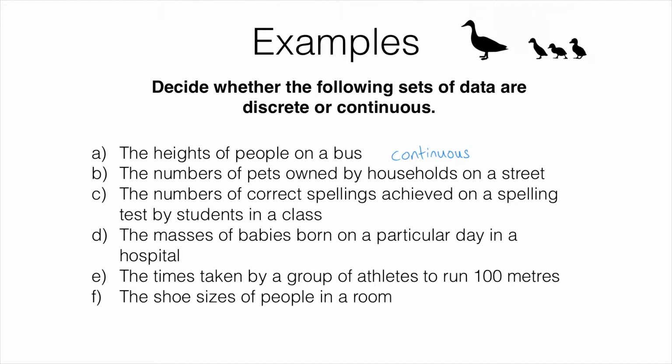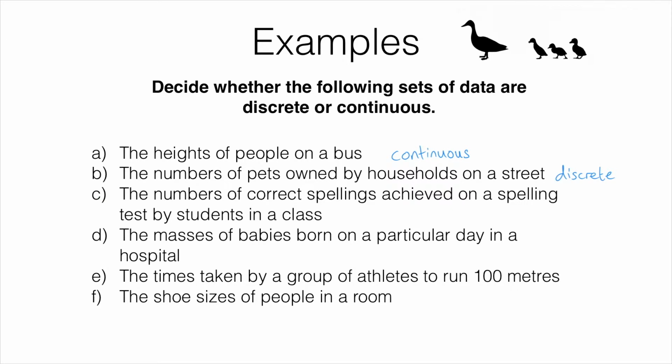By contrast, the next question gives us an example of discrete data. We are now looking at the numbers of pets owned by households on a street. So we could go knocking on each door of every house down a street and ask them how many pets they have in their household. Now, people are either going to answer with 0 pets, 1 pet, 2 pets, 3 pets, or so on. Nobody's going to have 2.75 pets. So this data can only take particular values. In this case, it can only be whole numbers. So this is an example of discrete data.